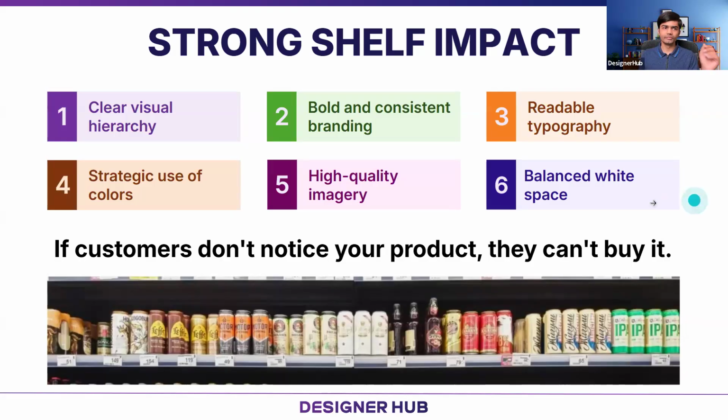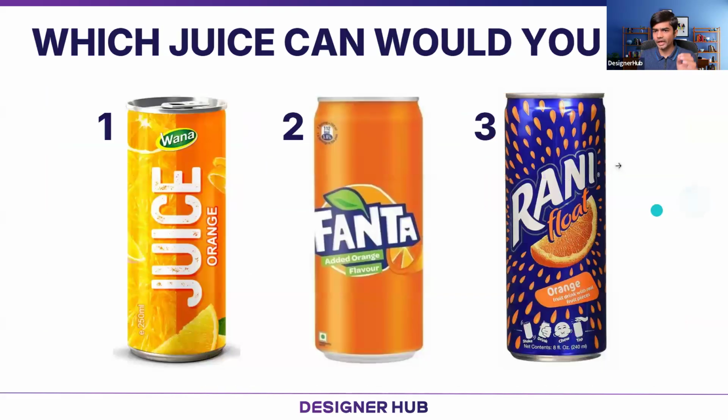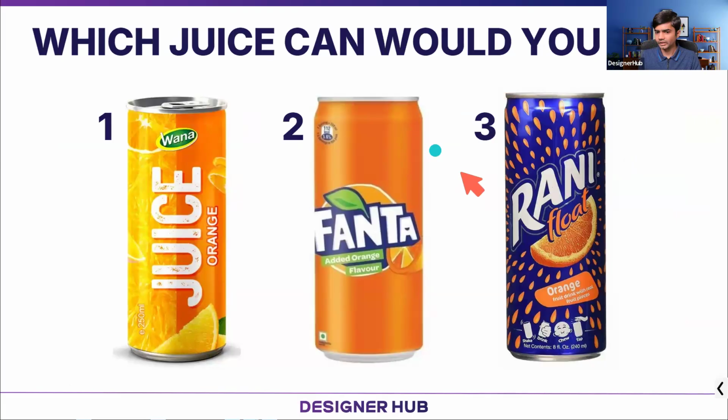Okay. With that, which juice can would you pick? All the three are for an orange juice. Now let's say I go to the store and I want to pick an orange juice. Which one would you pick? Tell me clearly. Okay. Most of you are telling two. One and two, one and two. Very few come up with three. Why? Because one big reason, the blue color can doesn't connect with orange. So the color failure, one reason.